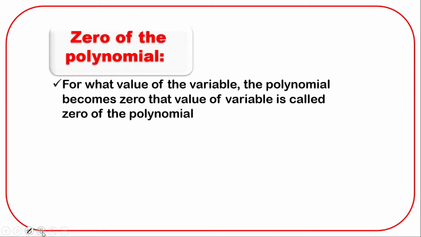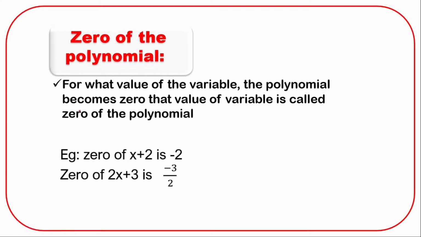For what value of the variable the polynomial becomes zero, that value of the variable is called zero of the polynomial. Suppose, for example, here we have x plus 2. If I substitute x equal to minus 2, this whole polynomial will become 0. So here the x value minus 2 is called the zero of this polynomial.